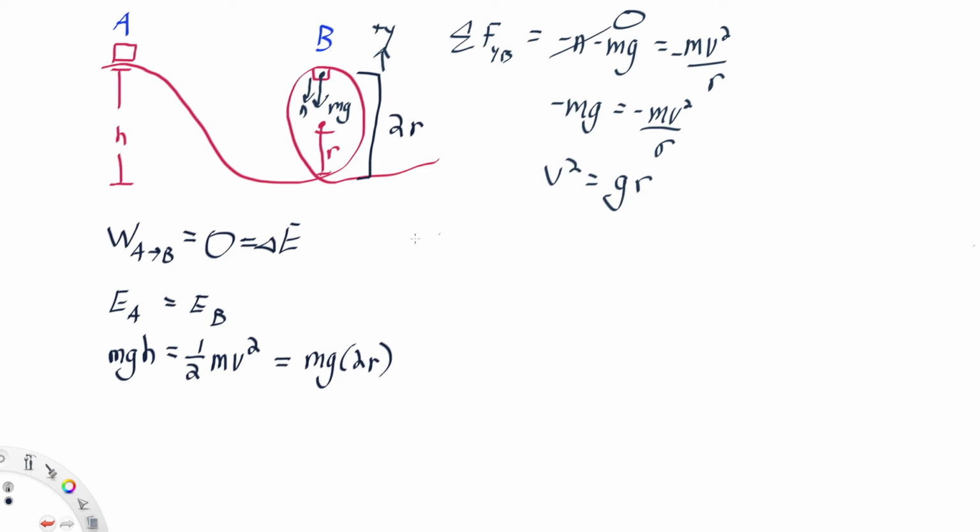Our force analysis from before lets us take this v squared and replace it with gr. So we have mgh equals 1/2 mgr, that's supposed to be a plus, plus 2mgr. An m and a g cancel out of everything. And we get h equals 5/2 r.